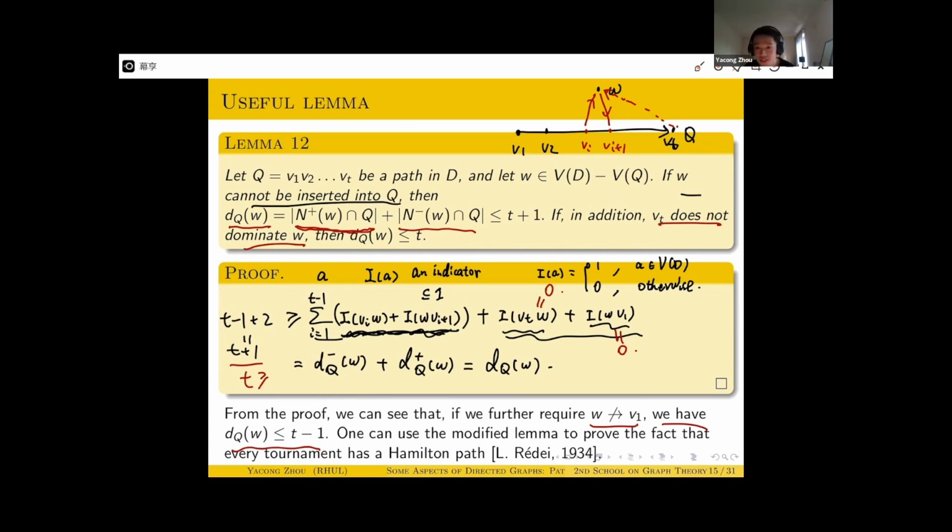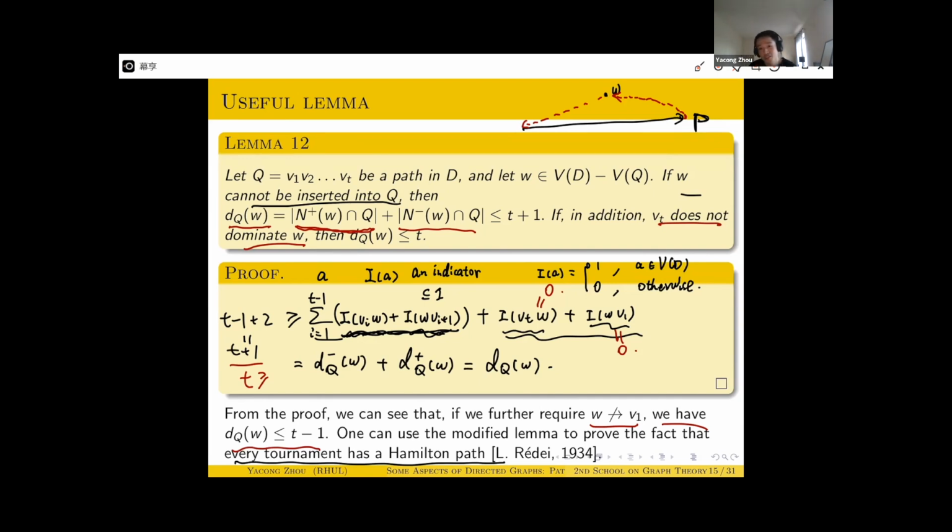Okay, I guess many of you have already figured that out. To prove this fact, we just need to consider the longest path in a tournament, say P. And if P is not a Hamiltonian path, then there must be another vertex W outside P. And because P is the longest path, there cannot be arcs from the terminal vertex to W, or from W to the starting point. And clearly W also cannot be inserted into P, also because P is the longest path.